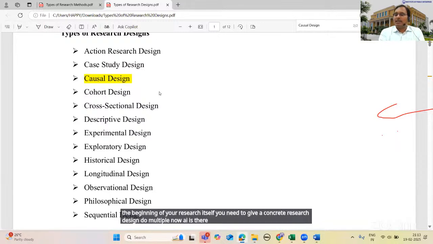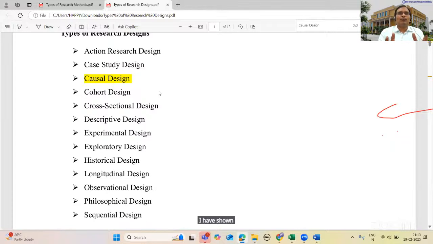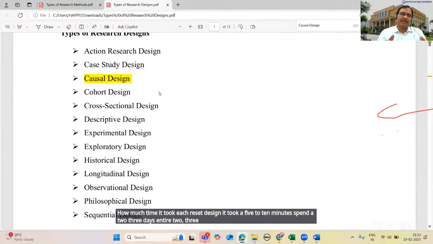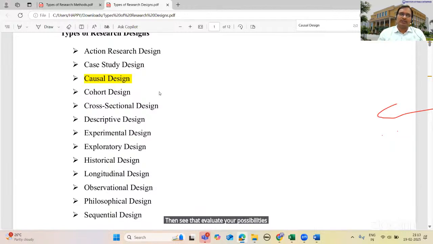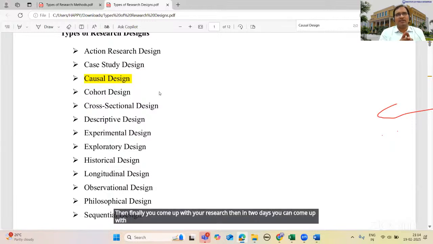Let us say in the previous 40-50 minutes, I have shown you 5-6 different types of research designs. How much time did it take? Each research design took 5 to 10 minutes. Now spend 2-3 days exploring different AI tools and taking different research designs, put each and every one of them together, take a printout, then evaluate your possibilities, whether you can do this or not. Then finally you come up with a research design. In 2 days, you can come up with a very meticulous research design.